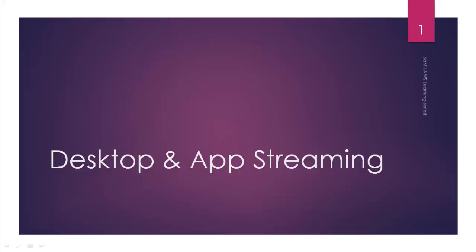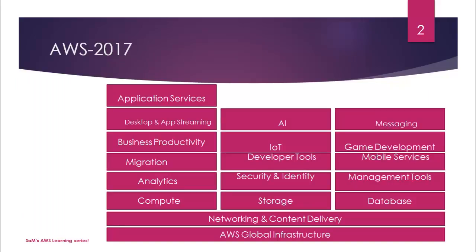I'm here with yet another video on AWS learning series. We'll be talking about desktop and application streaming. I know the previous videos were pretty short, and even this one will be. The reason is these things are not even part of the Solutions Architect Associate exam, and it's better that you know about them at least at a higher level. You should have a basic understanding of each and everything here.